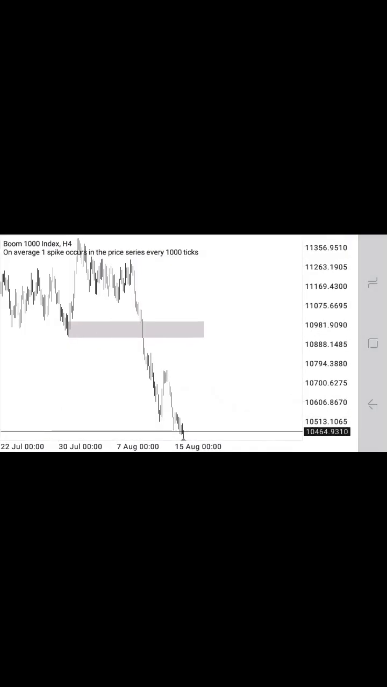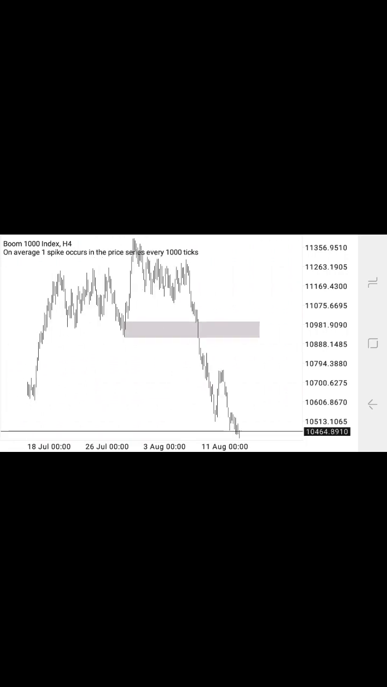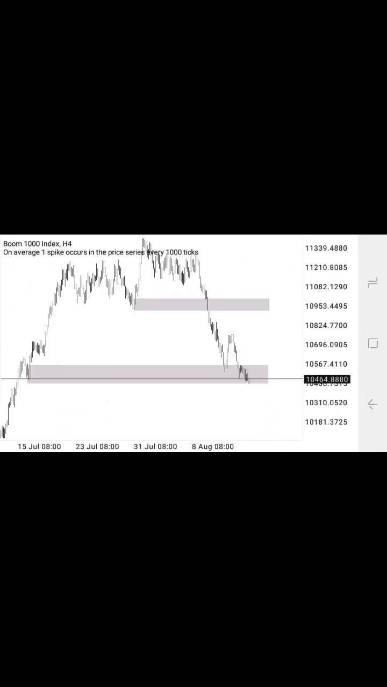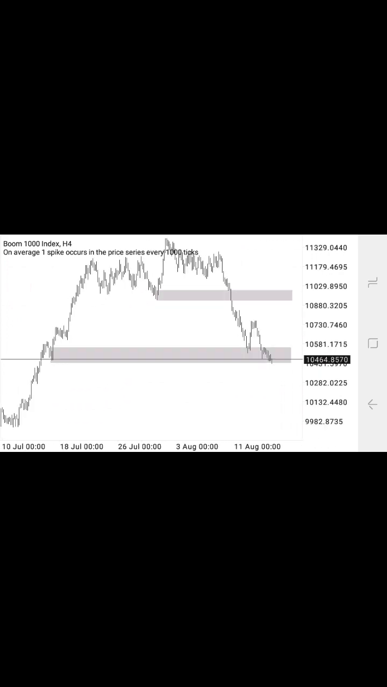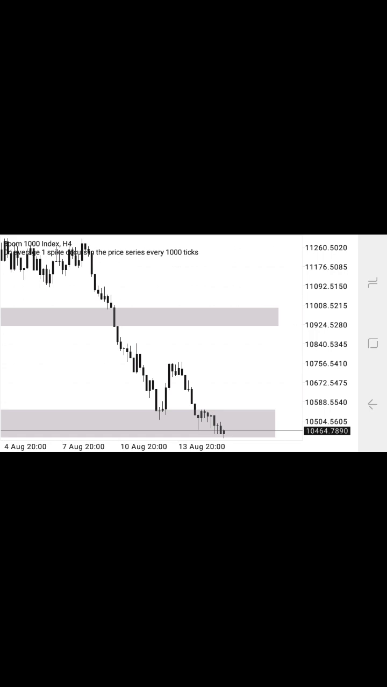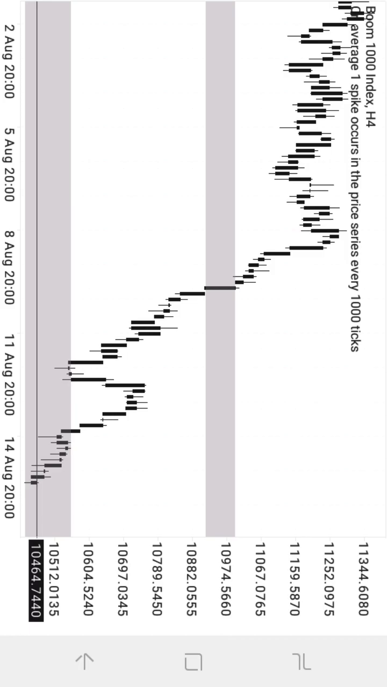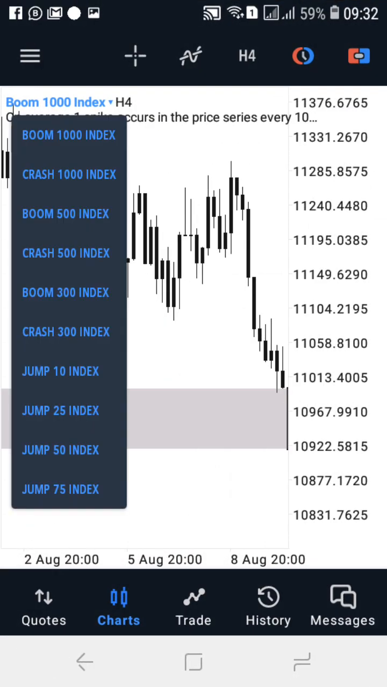Okay, now the chart, maybe a short, I want to see what happened. Yeah, it's actually reacting to this supply zone here. It has just mitigated towards it. Now it's going to buy. So Crash 300 is only on the demo account.